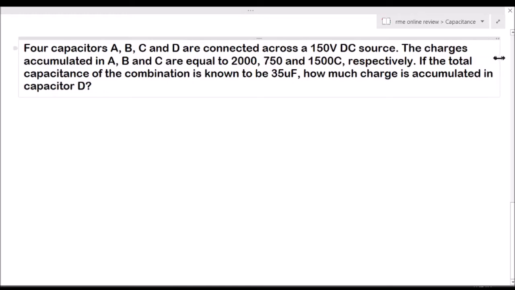Okay, so we have this problem. Four capacitors A, B, C, and D are connected across a 150 DC source. Okay, so the charges accumulated in A, B, and C are equal to 200, 750, and 1500 coulombs respectively. If the total capacitance of the combination is known to be 35 microfarad, how much charge is accumulated in capacitor D? Okay.